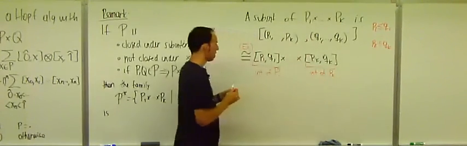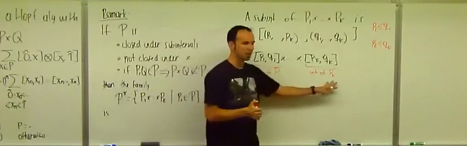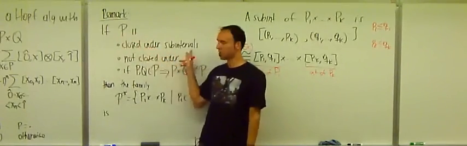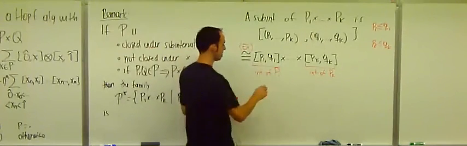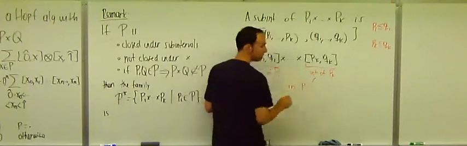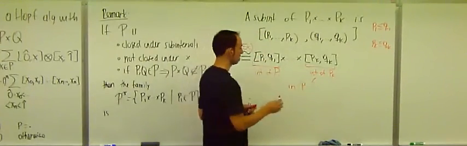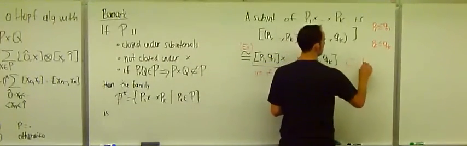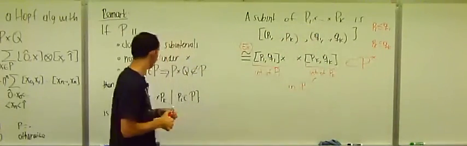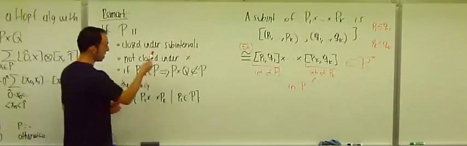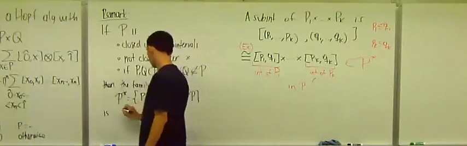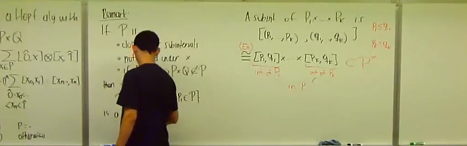Okay. Now, given that P1 up to PK are in my family P, and given that the family P is closed under subintervals, that means that all of these guys are in my family P. And when I take their product, I'm going to be in P star. Okay. So this is closed under taking subintervals also. In other words, this is a hereditary family.